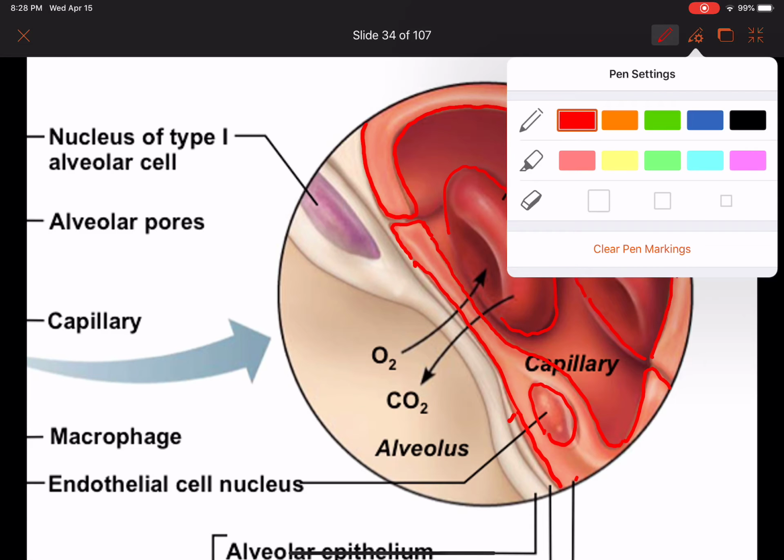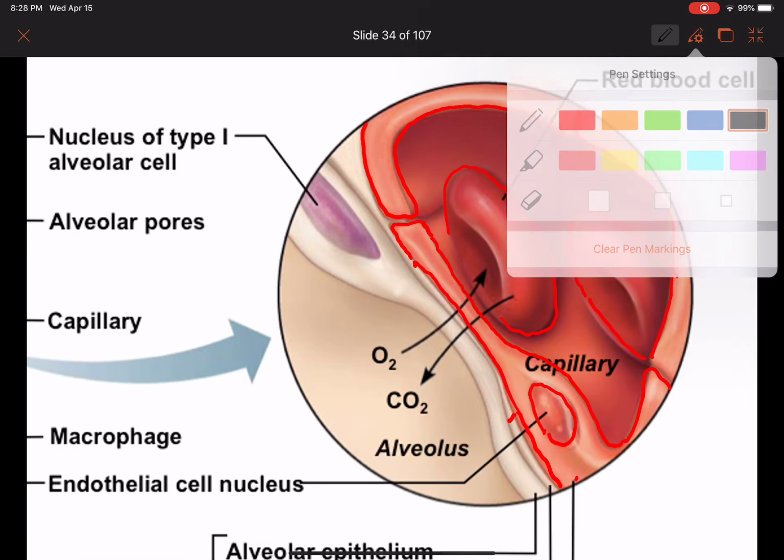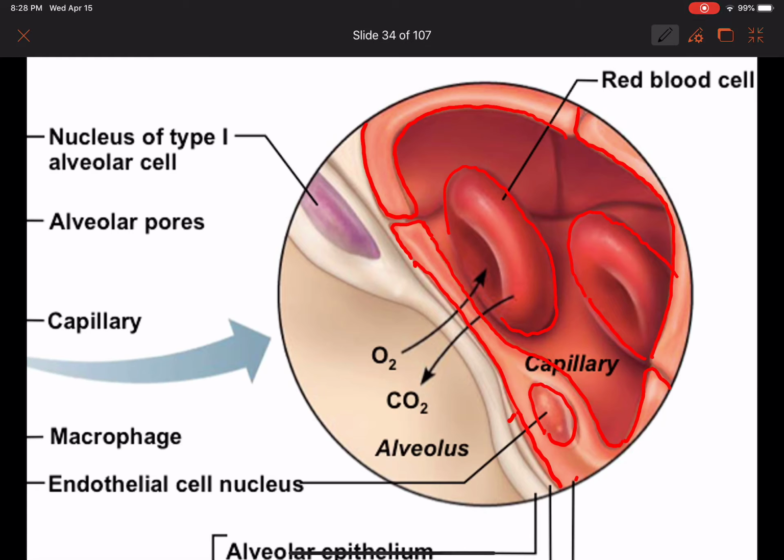Then we also have our type 1 cell, or alveolar cell, in cross-section here, so I'm going to highlight that for you. It's that one alveolar cell that I just outlined for you in the larger blown-up diagram, and here's the nucleus within the cell.